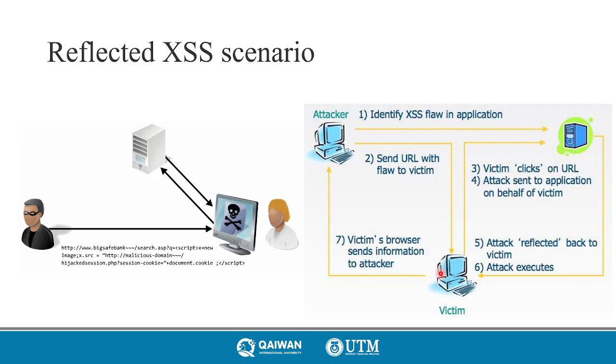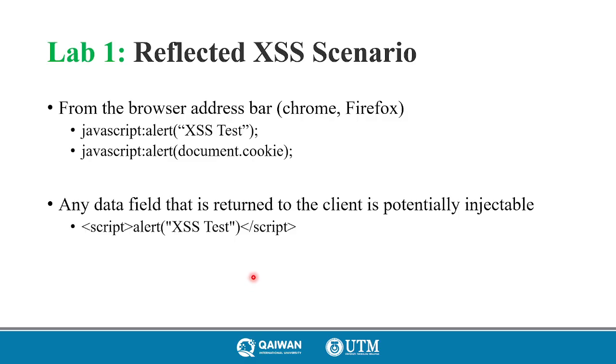Now, from the victim's browser, information is sent to the attacker. The code that he put here will steal some data from the victim and send it back to him. Lab 1, reflected XSS scenario. From a browser address bar, Chrome or Firefox, use javascript:alert('XSS test'), javascript:alert(document.cookie). Any data field that is returned to the client is potentially injectable. Script, alert, XSS test, script.